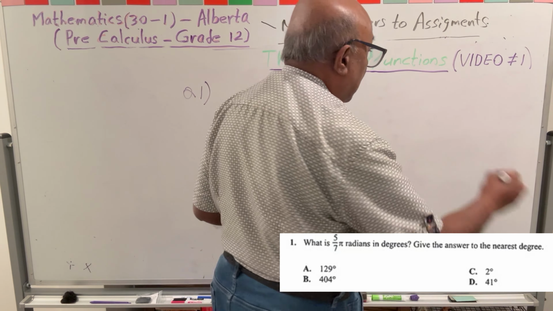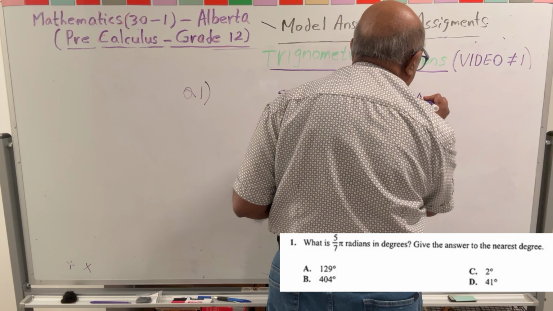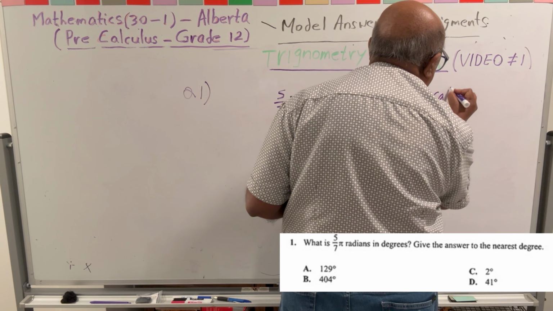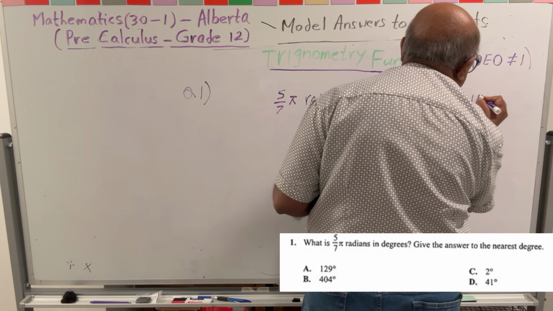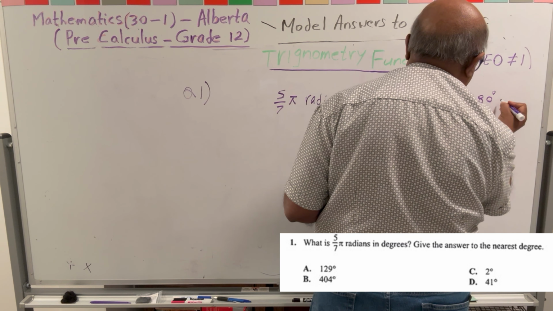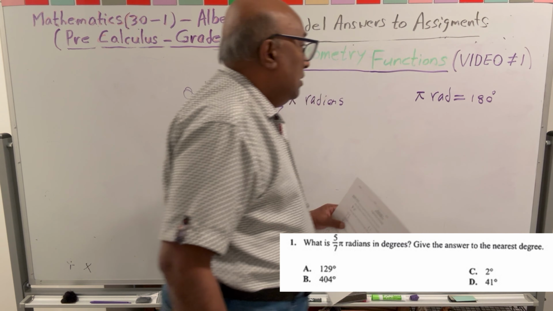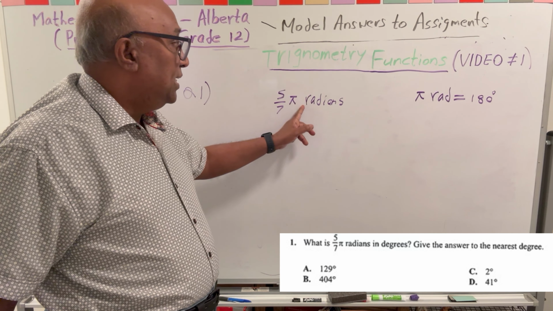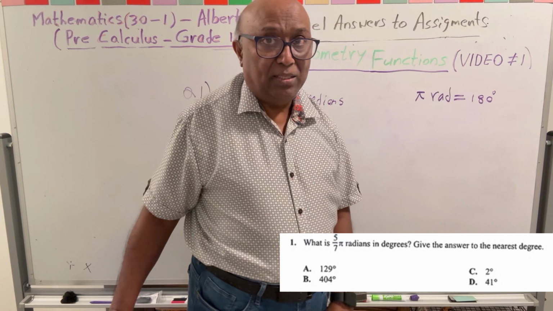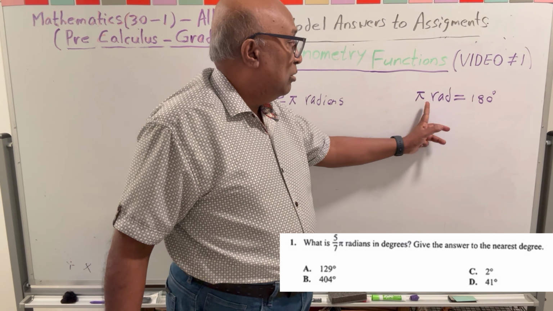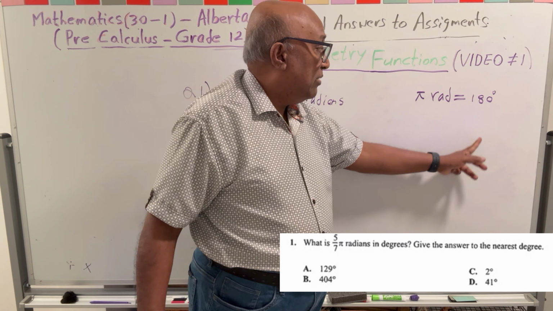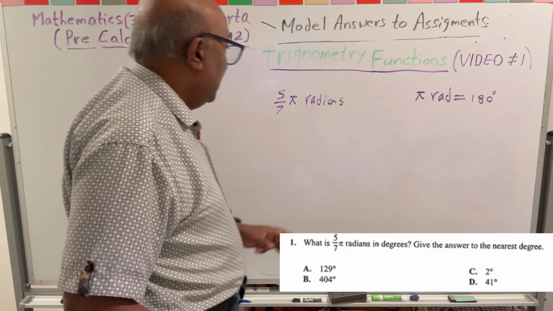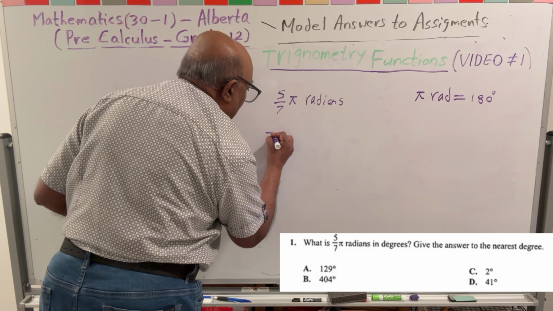Actually, we can use this basic relationship: pi radians is equal to 180 degrees. That means one way to do it is, instead of pi, simply substitute this. Otherwise, you can say 1 radian equals 180 by pi, then multiply by this factor. Both are correct, okay? I will do it this way.